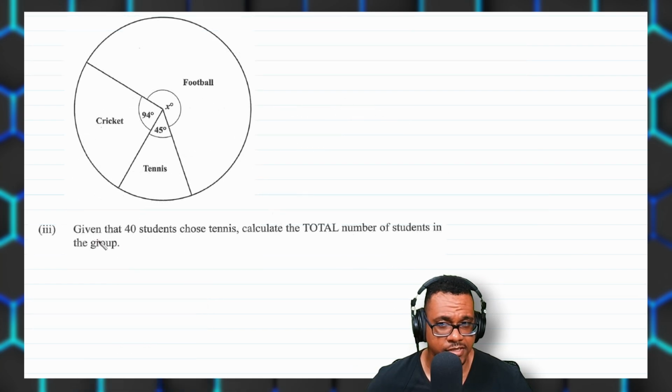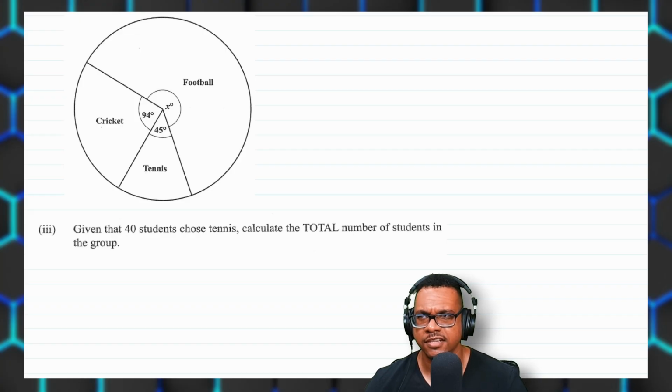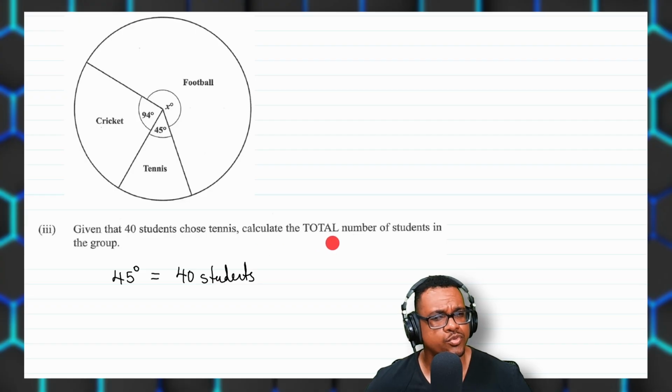Now for part 3, they are saying that given that 40 students chose tennis, so we can stop right there. So 40 students chose tennis. So this 45 degrees is equivalent to 40 students. So let's write that. 45 degrees is equal to 40 students. And now they're asking us, calculate the total number of students in the group.